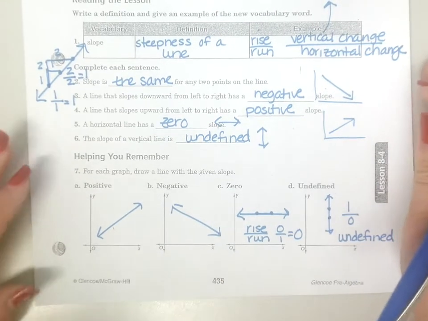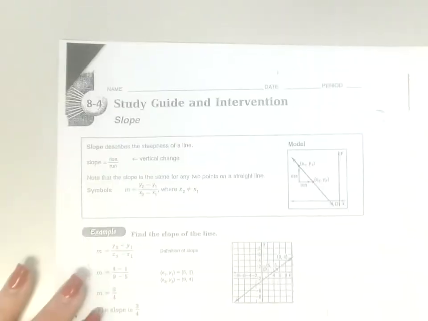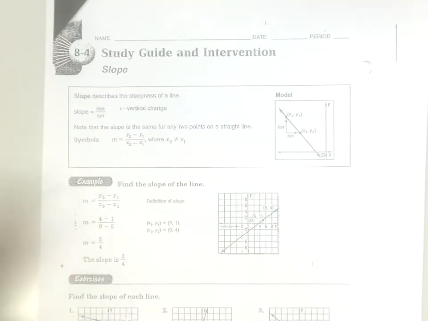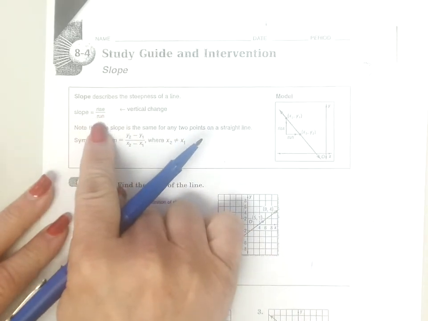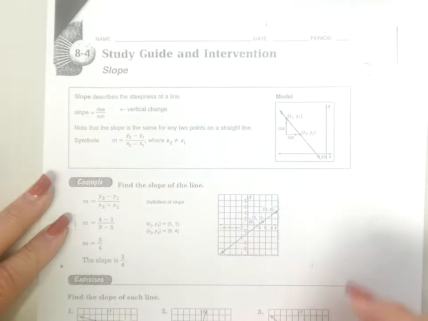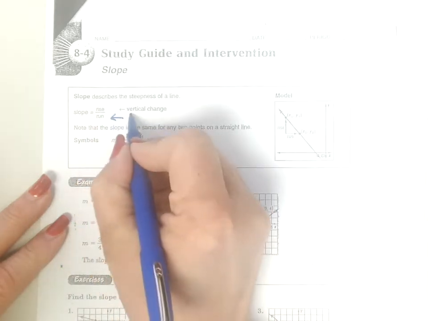All right, so let's put this into practice. Flip it over, and let's look at our 8-4 study guide. This is actually on the front. I think it was in backwards. It might be in backwards in your packet. So again, we're going to reiterate that slope is a rise over a run. So it's a vertical change over a horizontal change.